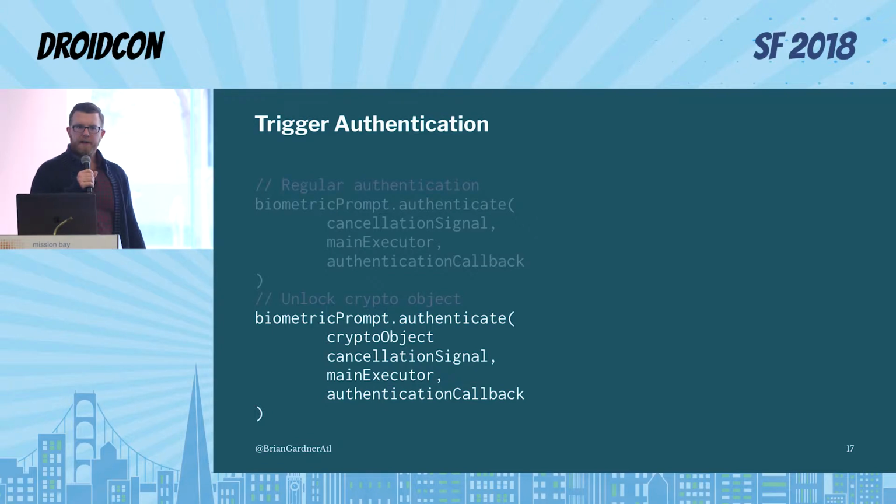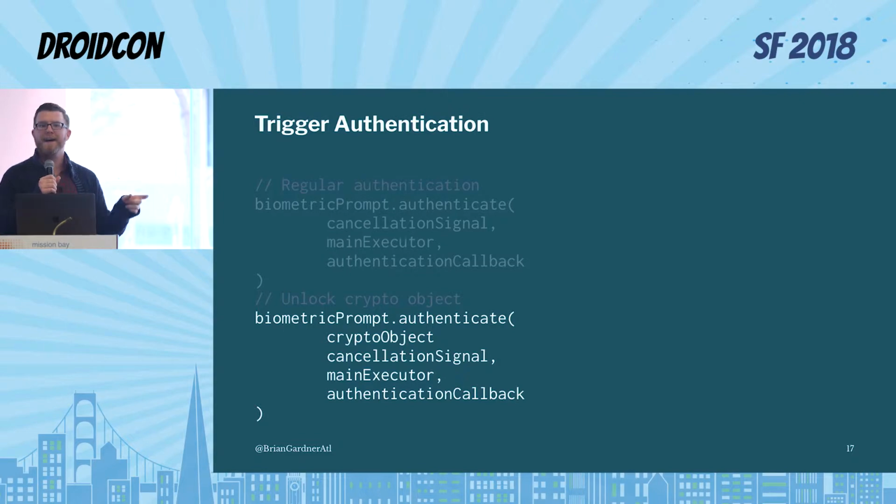The second version of the authenticate method is tied to this crypto object. So the other three parameters are the same, but the first parameter is a crypto. So basically, you can create signatures and signing keys in Android, and you can dictate that, hey, this thing, the user has to authenticate in order for it to be used. So you would use this version to basically do that authentication.